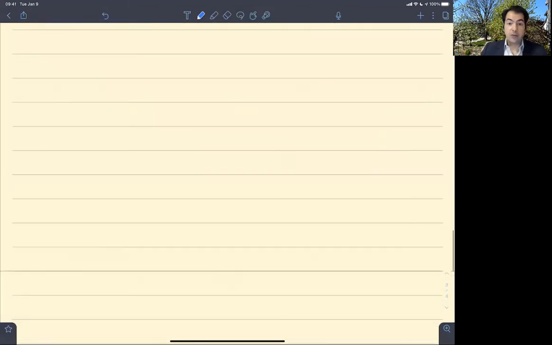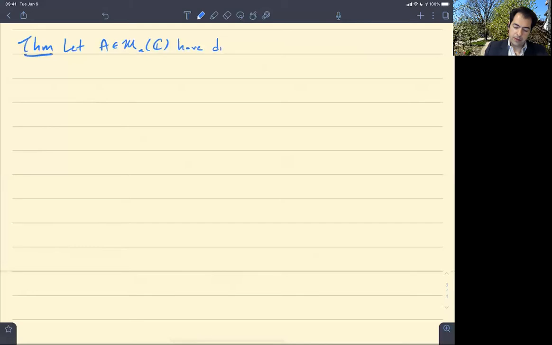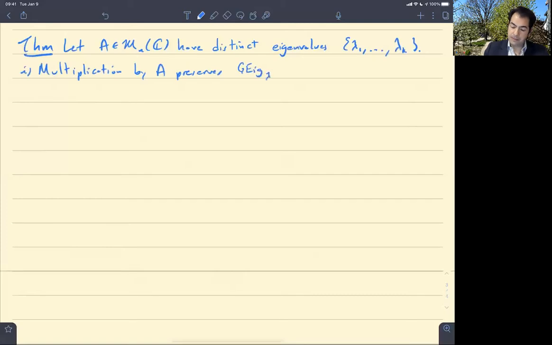Okay, so here are the main properties of generalized eigenspaces, generalized eigenvectors. Suppose you have an n by n matrix with complex coefficients and that the distinct eigenvalues are lambda 1 through lambda k. So, first of all, multiplication by A preserves the generalized eigenspaces. Secondly, if I is different from J, then the only intersection of the lambda ith generalized eigenspace and the lambda jth generalized eigenspace is the zero vector.